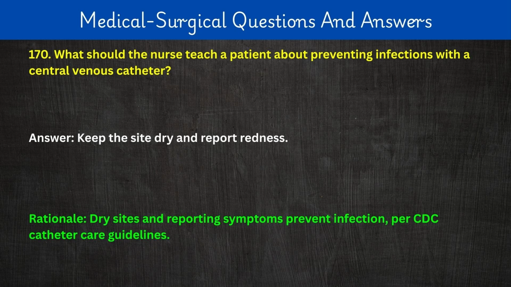170. What should the nurse teach a patient about preventing infections with a central venous catheter? Answer: keep the site dry and report redness. Rationale: dry sites and reporting symptoms prevent infection, per CDC catheter care guidelines.